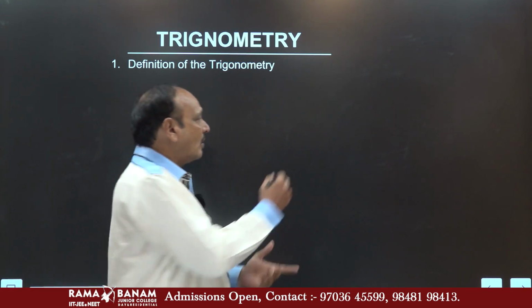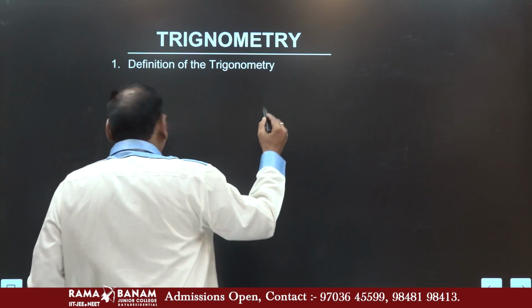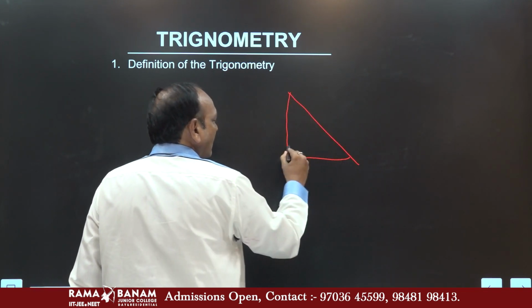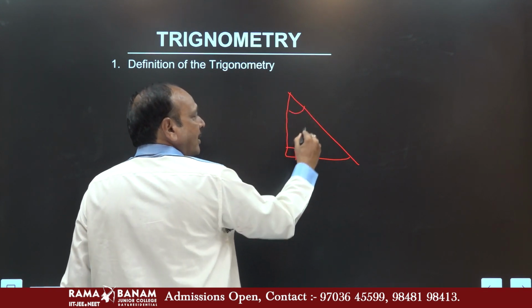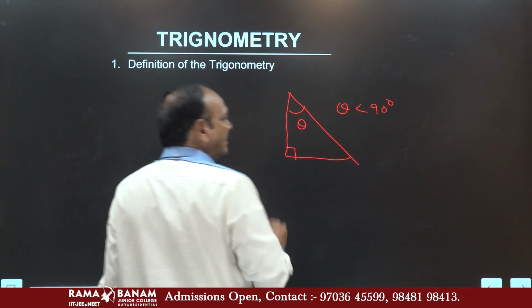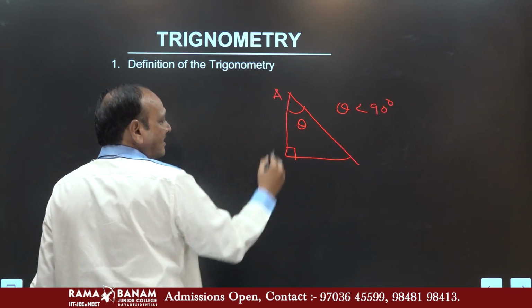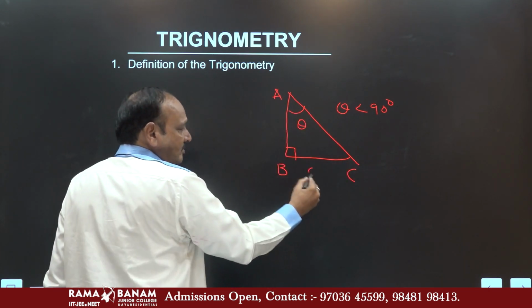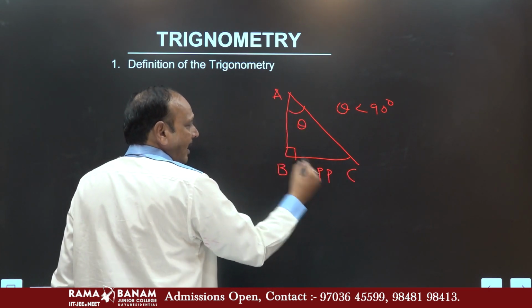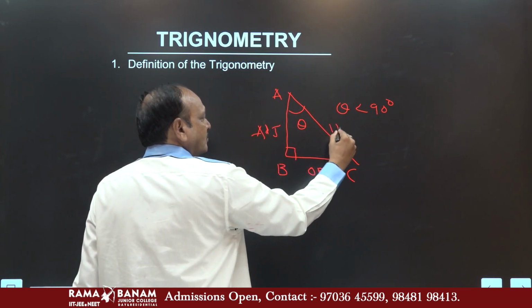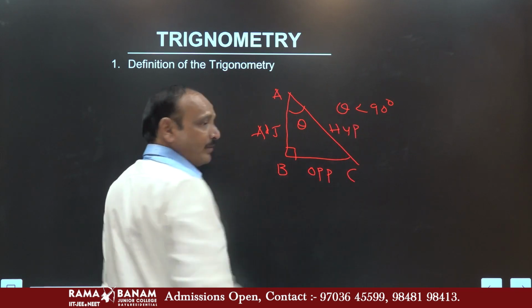Now I am going to draw the diagram using the concept of a right angle triangle, where theta is any acute angle. Theta is an acute angle, that means less than 90 degrees. I consider this right angle triangle, right angle at B. I call theta here, this is the opposite side, this is the adjacent side, and this is nothing but the hypotenuse.